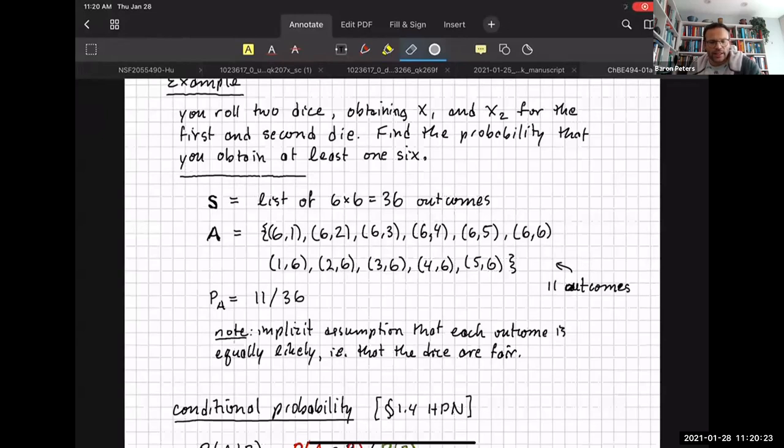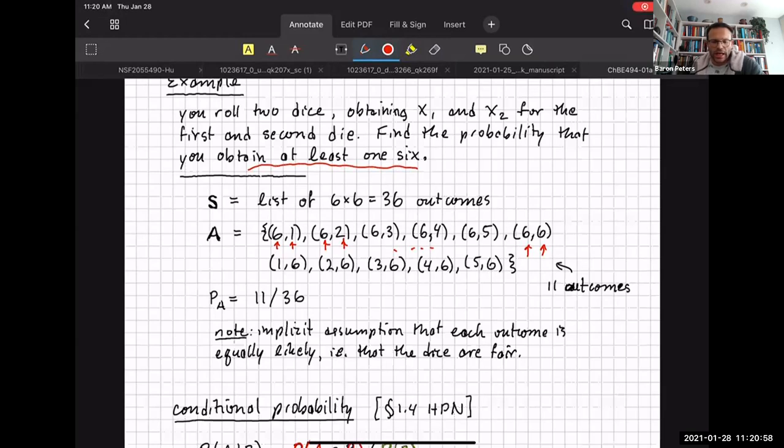I can now go in and list what are the events that belong to this set of interest A. I gave it a name A here without saying. So that corresponds to x1 equals 6. Oops, I'm erasing stuff. x1 equals 6, x2 equals 1 is one outcome. I can do x1 equals 6 with x2 equals 2. And I can continue going until I get both 6s. Remember, it was at least one 6. Very important in these problems that you read the question very carefully and do it literally.